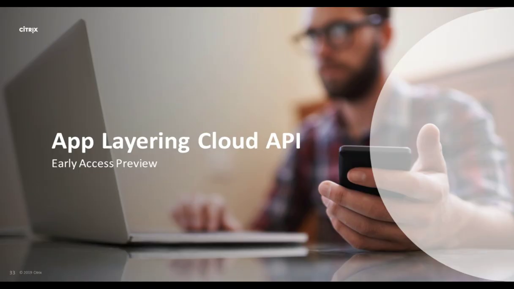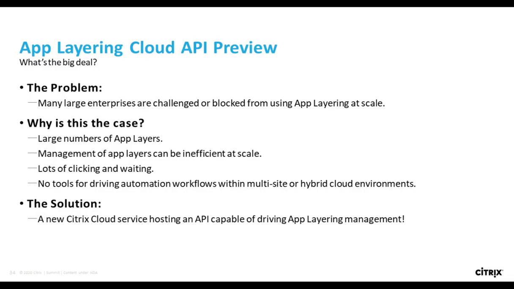So now I'm going to switch gears here, and I'm going to talk a little bit about our new cloud API. So why the big buzz around an API? Well, it turns out that there was a bit of a problem with many of our customers who were using app layering. Our large enterprises have been letting us know for quite some time now that they're very challenged or even blocked from using app layering at scale.